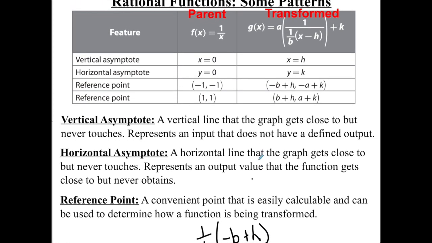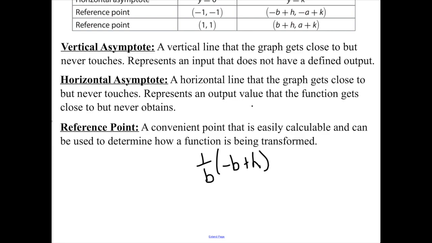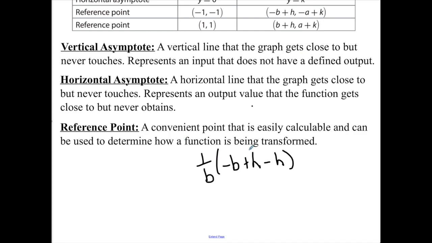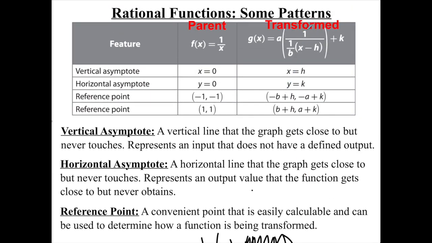When you plug in -b plus h, you also have the fact that that's your x value, and then you're subtracting h. I'm looking down in this denominator here, but when you do that, the h's will cancel, and you get 1 over b times -b, which is equal to -1. And then it boils down to simply 1 over -1.